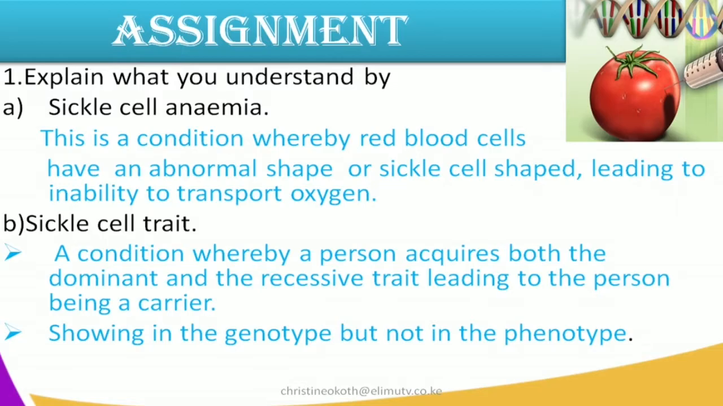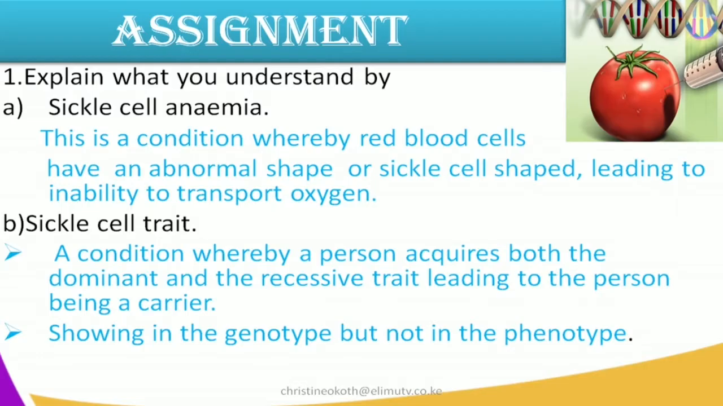Then, explain what you understand by the term sickle cell trait. A sickle cell trait is a condition whereby a person acquires both the dominant and the recessive traits, leading to the person being a carrier. This person has acquired both the dominant and the recessive traits, but it can only show on the genotype, not the phenotype. The genotype is the genetic makeup.